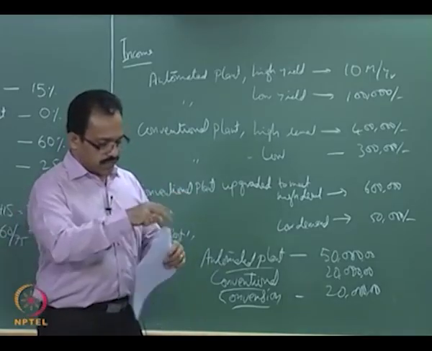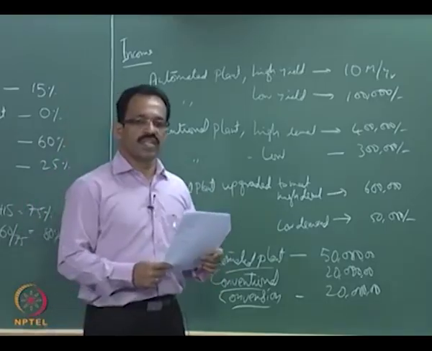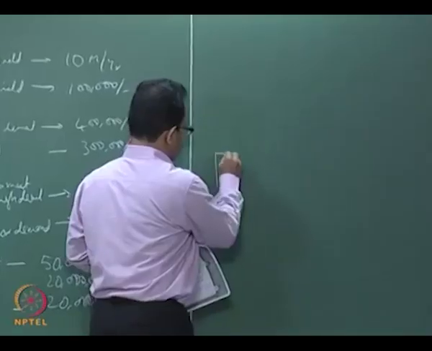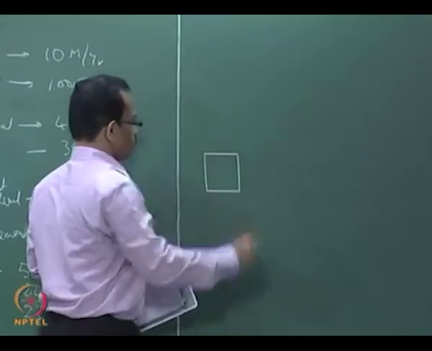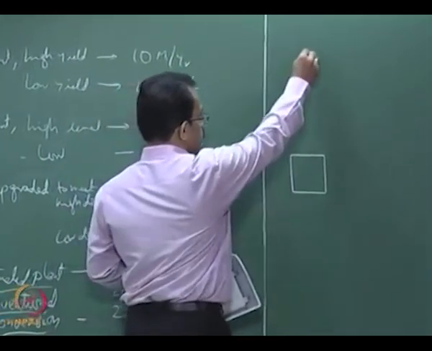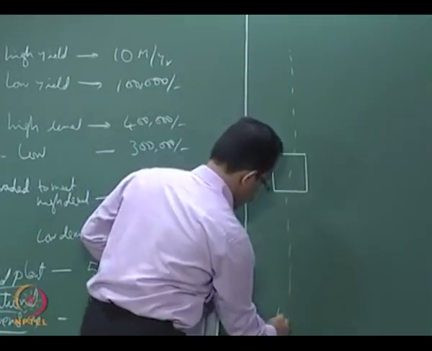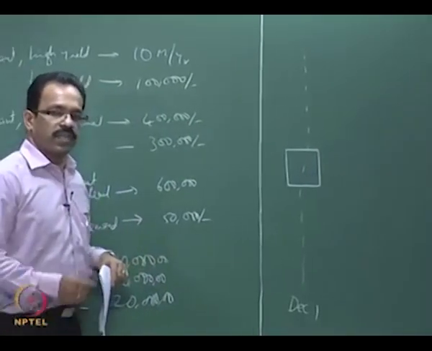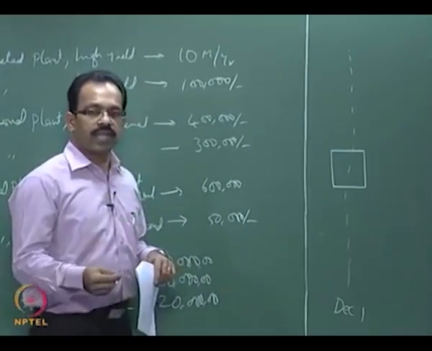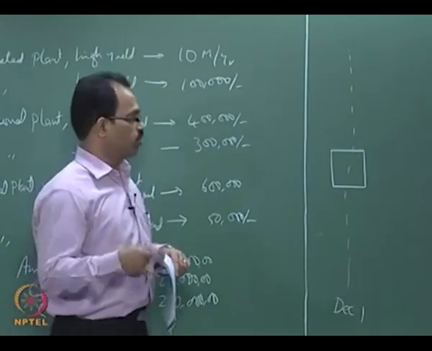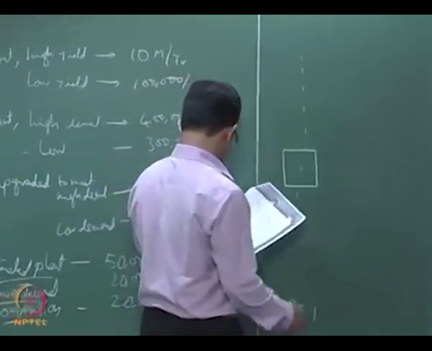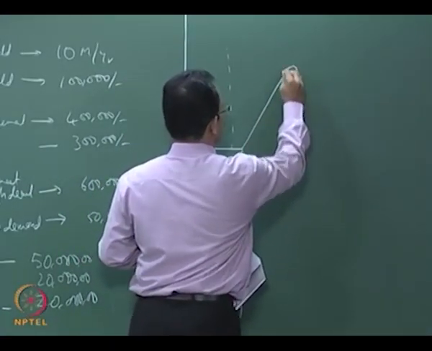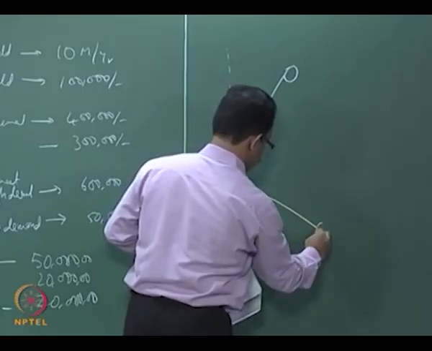So here, as you know, in decision trees we have a decision node. The decision node is represented by a rectangle. So this is the decision node, and in this case we will have two decisions. This is decision 1, whether to go for an automated plant or a conventional plant. Then the second decision will be, if you have a conventional plant, whether to automate it or not, whether to upgrade it or not. So here in this decision we have two options, two chances, that is you have a chance node here and you have a chance node here.